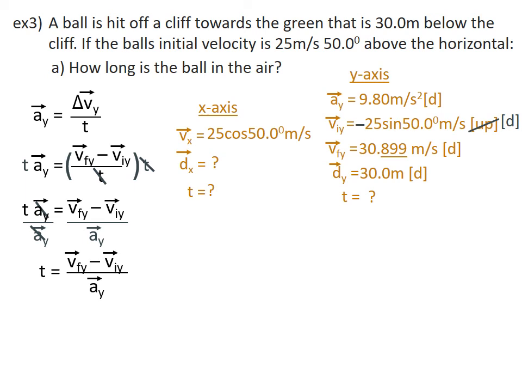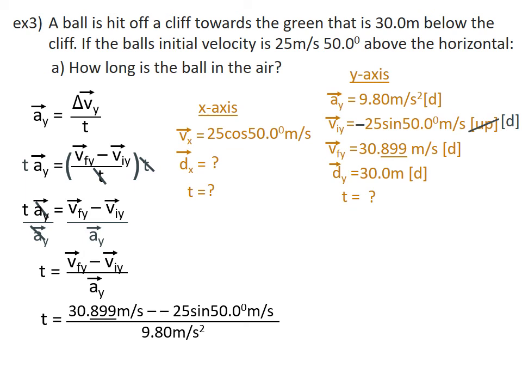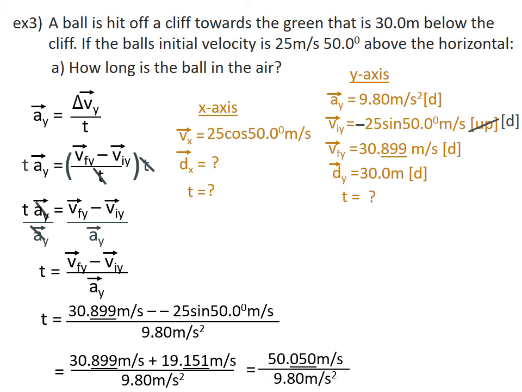Now let's sub those numbers in. First thing I'm going to do is deal with the 25 sine 50 degrees. When I punch that into my calculator, that gives me 19.151. Again, that is now positive because I was subtracting a negative. I will add 30.899 to 19.151, and that gives me 50.050. I divide that by 9.80. My calculator says 5.1072 seconds. Taking sig figs into account, my answer will be 5.1 seconds.